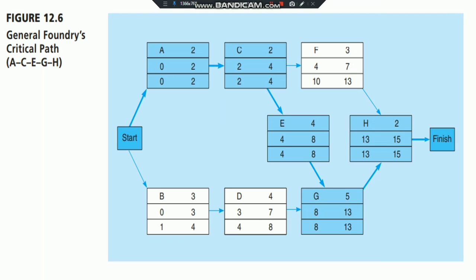So this table shows the critical path of the General Foundry project. As you can see, the total project completion time is 15 weeks, seen as the largest number in the early finish or late finish columns of table 12.3. Industrial managers call this a boundary timetable.